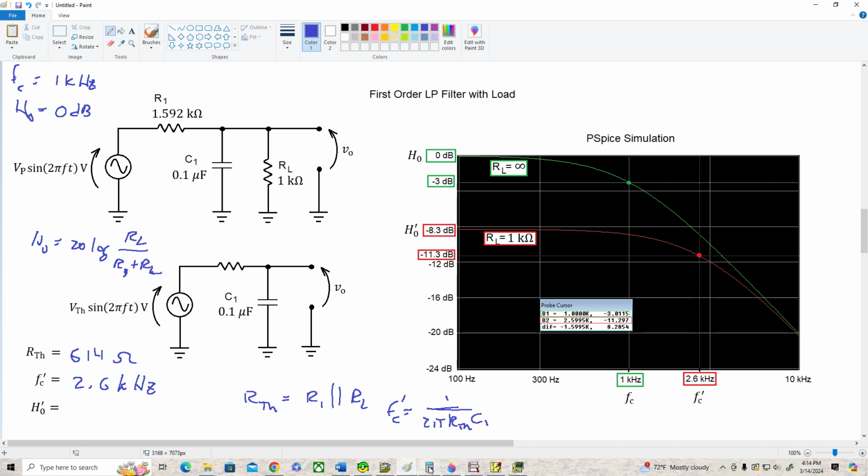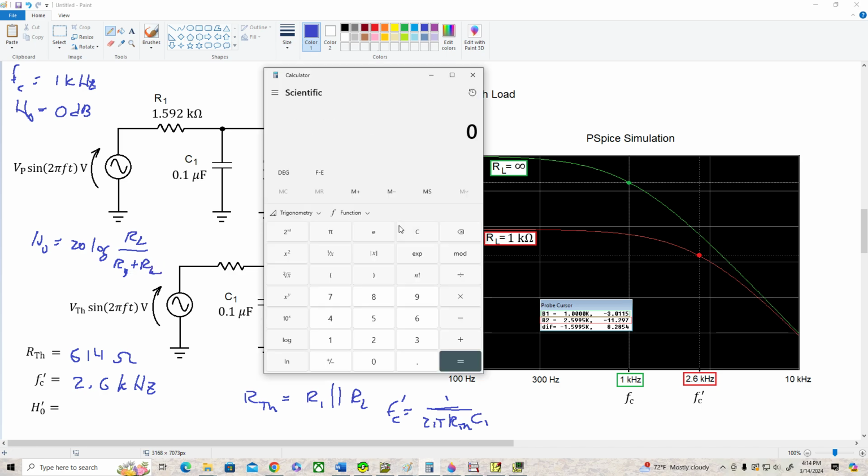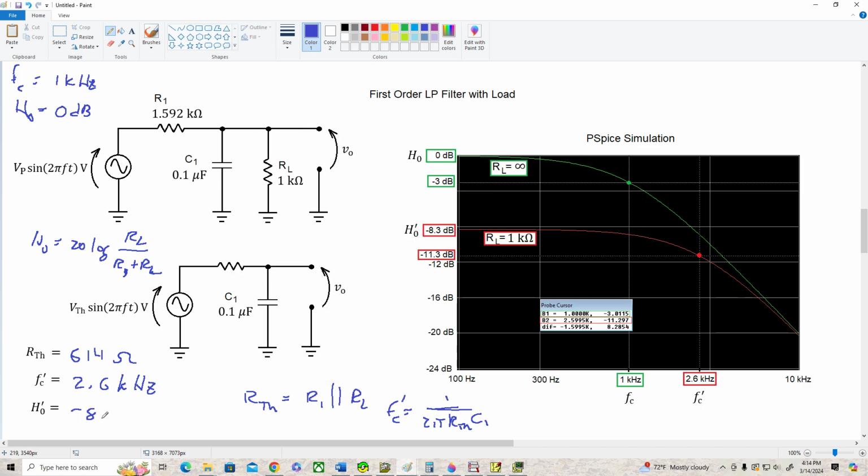And let's pull up our calculator. RL is 1000, and 1592 plus 1000 is 2592. So it's 0.385. We take the log times 20, and we should be down about negative 8.3 dB.